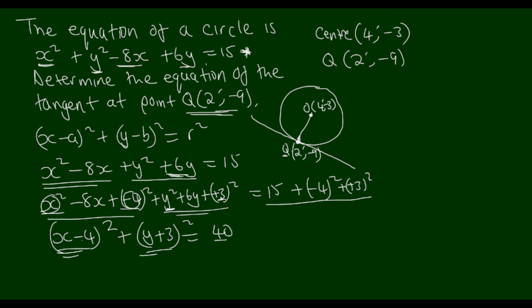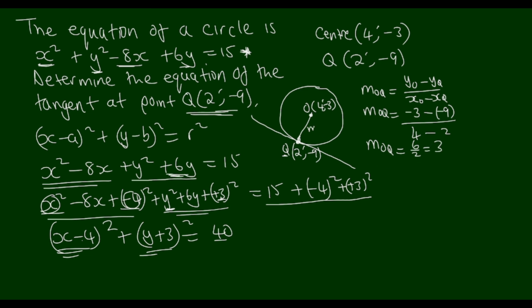Right, so we can start by finding the gradient of OQ. The gradient of OQ is equal to the change in y over the change in x. So it's y at O minus y at Q over x at O minus x at Q. So m of OQ is equal to negative 3 minus negative 9 over 4 minus 2, which is the gradient of the radius. This is 6 over 2, which is equal to 3.